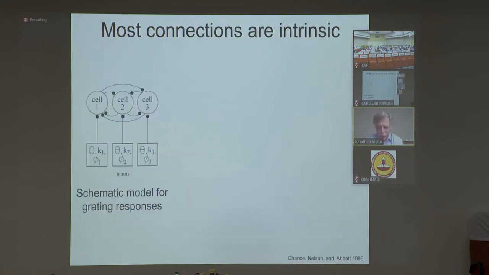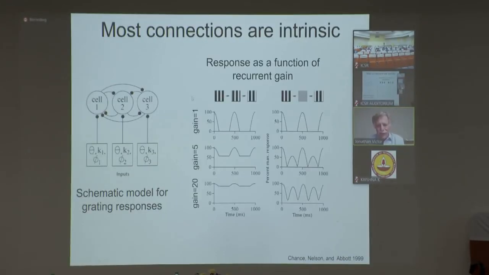So this is also classical work of Chance et al. And what they did was they took a very simple model of a toy cortex that had inputs that were oriented filters, but also had massive recurrence. And what they found was that if you change the amount of recurrence, you could change behavior from being simple-like, so response to something and then anti-response to its withdrawal, to behavior that was complex-like.